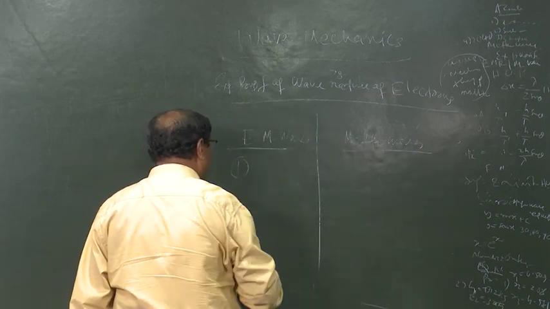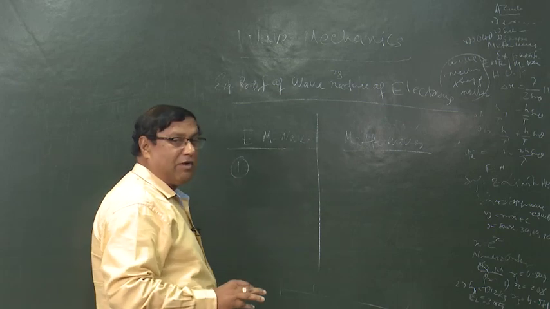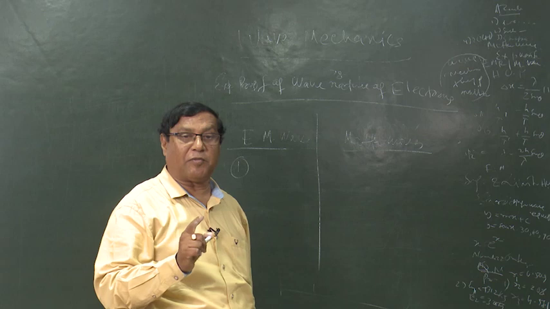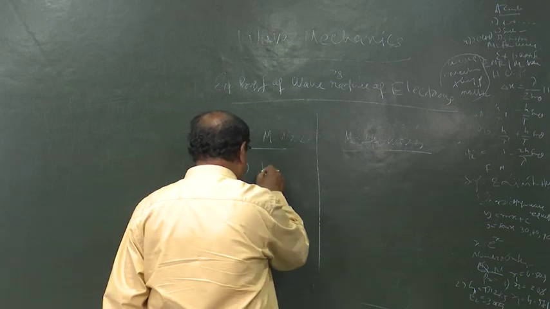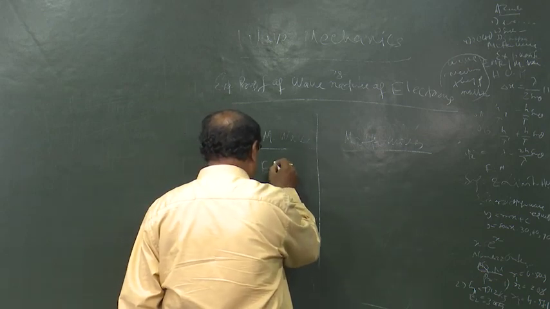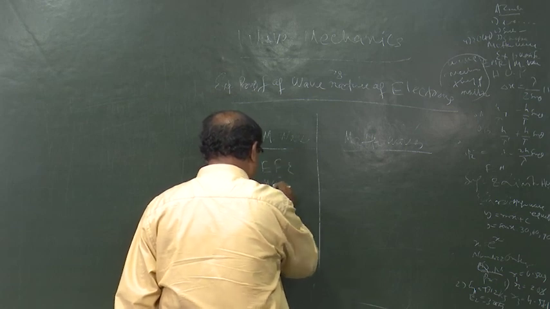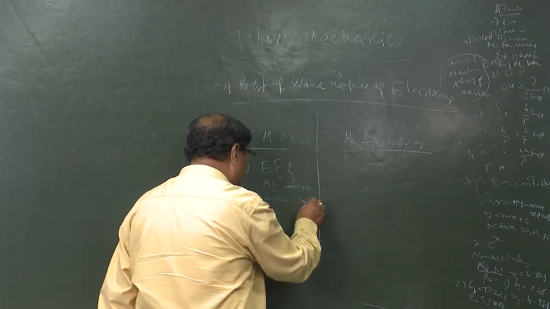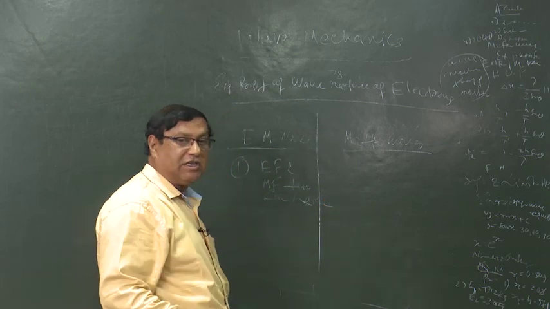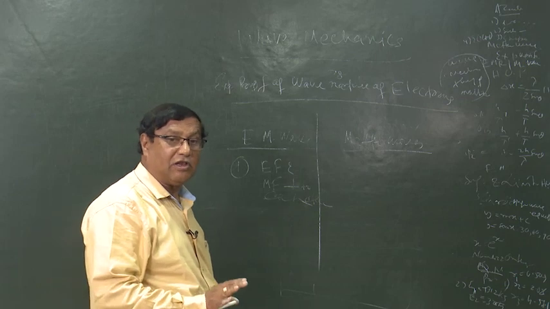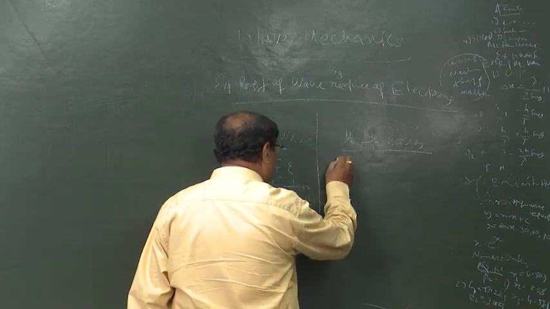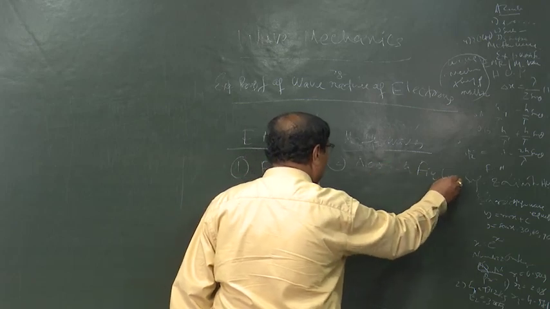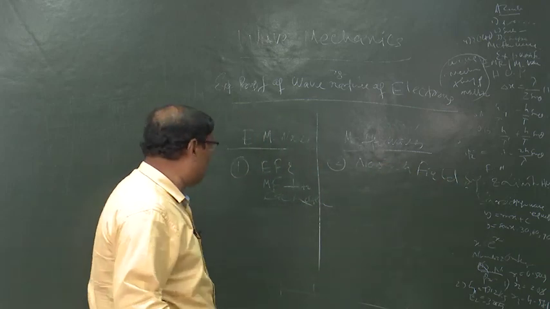Now, number one, electromagnetic radiation or electromagnetic wave. In electromagnetic radiation, there is an electric field and a magnetic field perpendicular to each other. In case of matter waves, there is no such field.